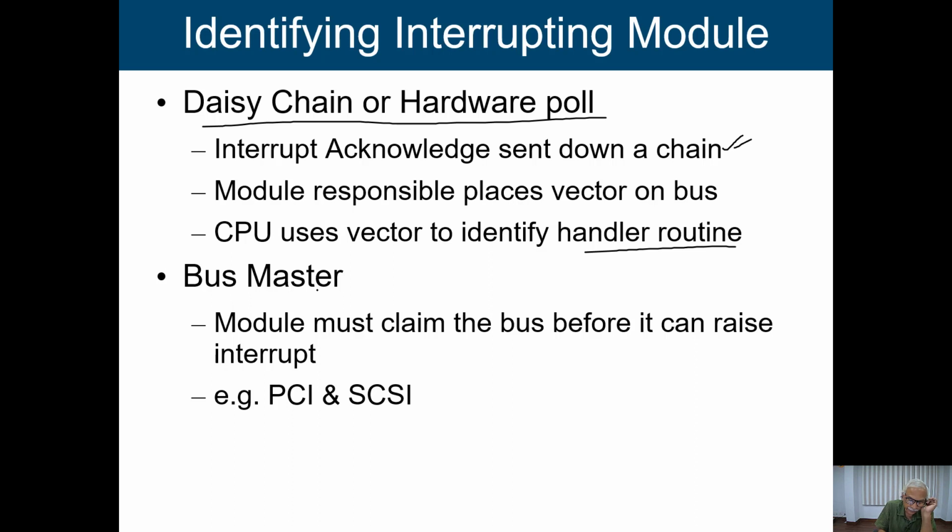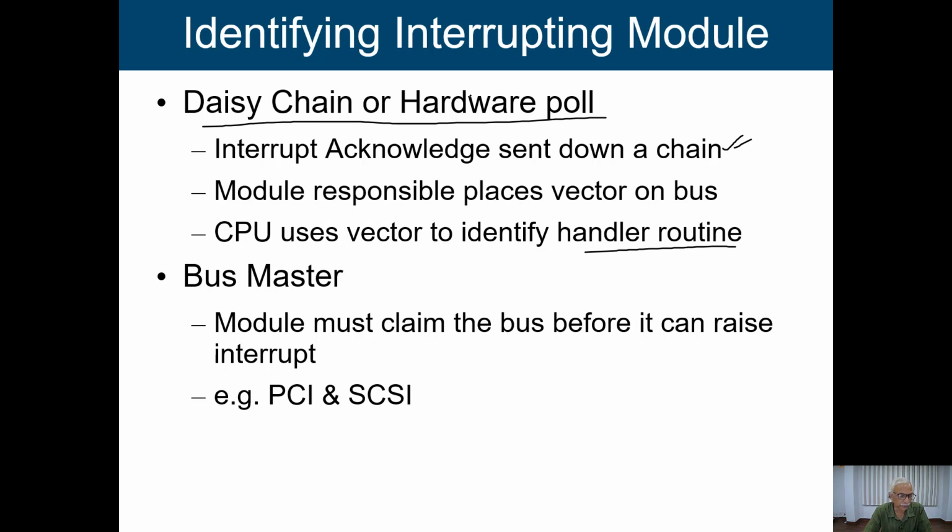Another option is the bus master, which we can place over here. A module must claim the bus before it raises an interrupt. Through the system bus, these IO modules or IO devices are connected to the processor, and through this system bus we transfer the information. In case of a bus master, first the devices give the information to the bus master. The bus master looks into the status of the bus, and only when the bus is assigned to that particular device can it raise the interrupt. So this is the way we can do it.